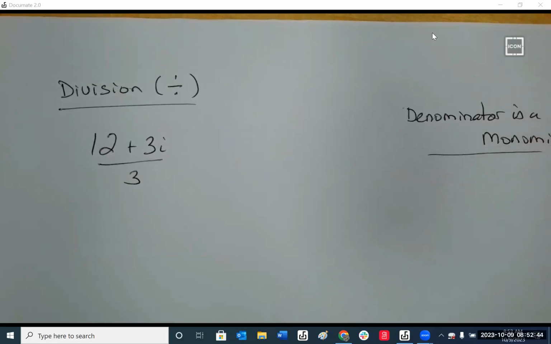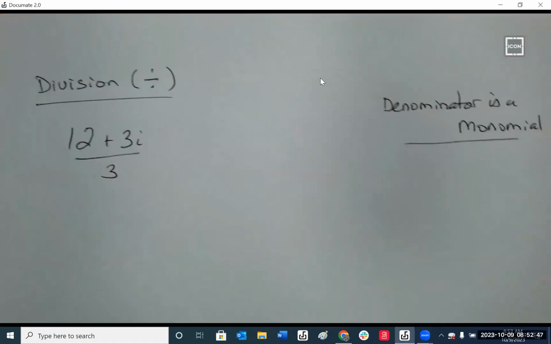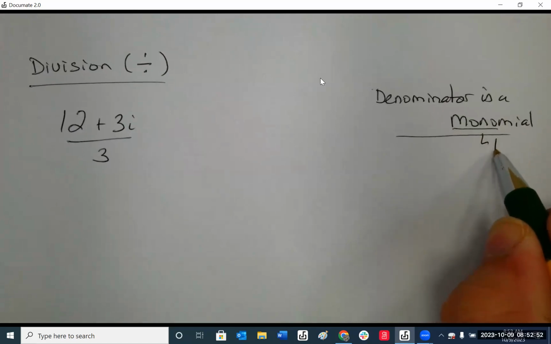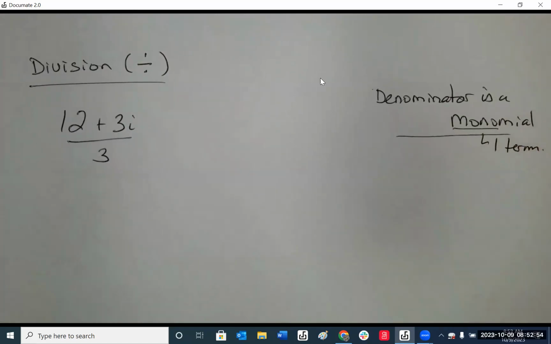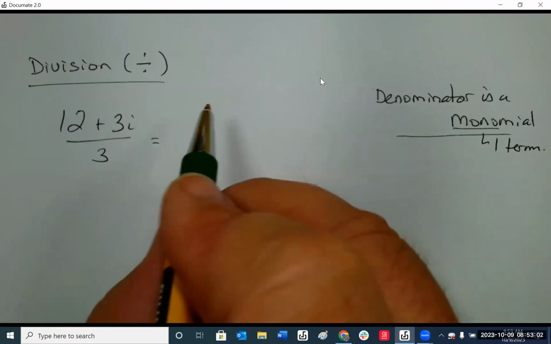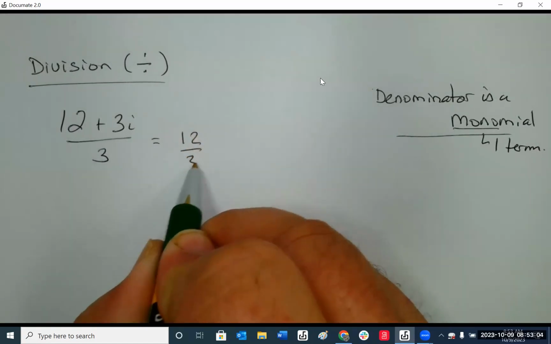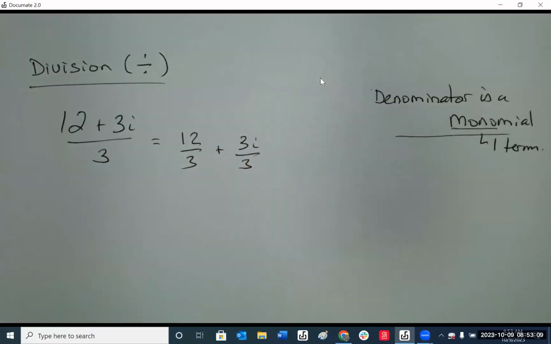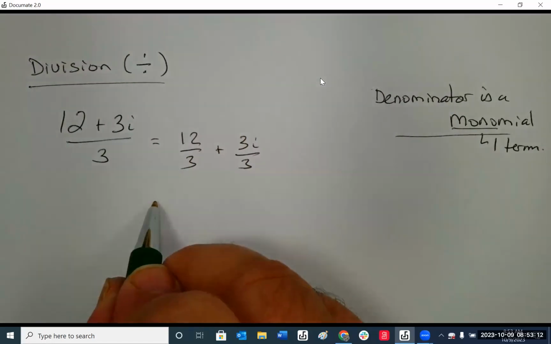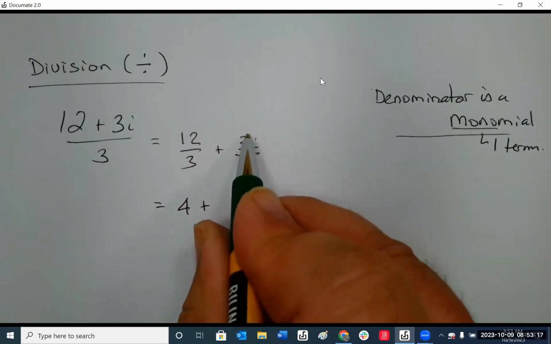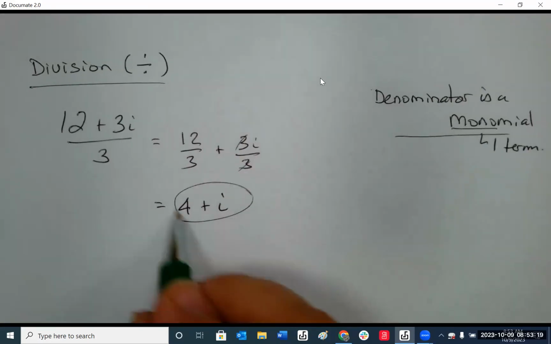The denominator in this case is a monomial. Monomial means one term. Whenever you have that, you can split them up. Twelve divided by 3 is 4. 3 cancels a 3, so we have 4 plus i.